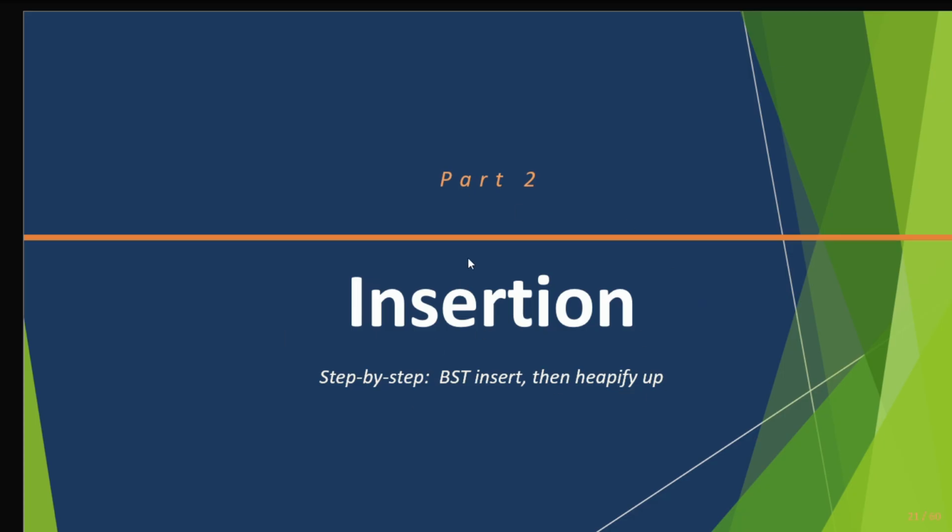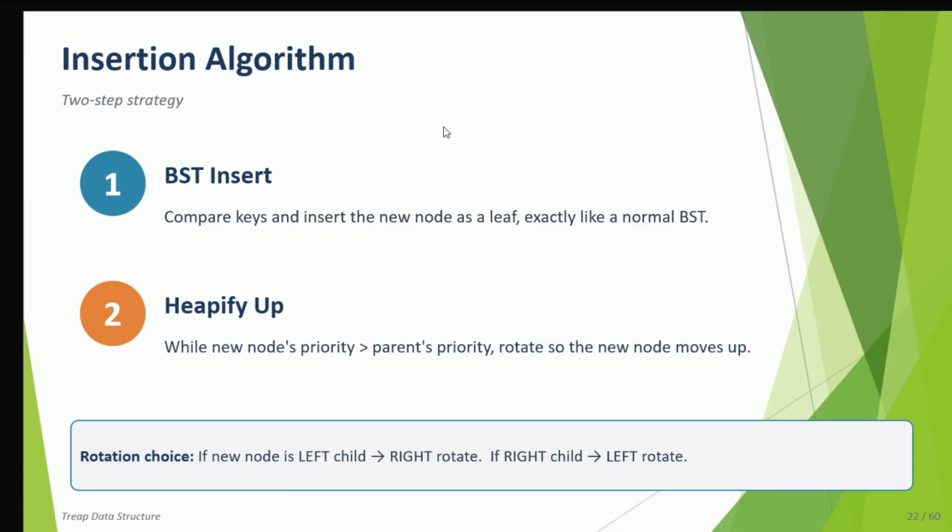Now let's talk about insertion in a treap. The insertion algorithm follows two steps. The first step is a normal BST insert. And the second step is checking the priority value. If the priority value is higher than its parent's, then we perform the rotations. This is called the heapify up method.